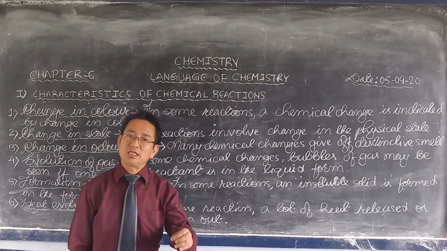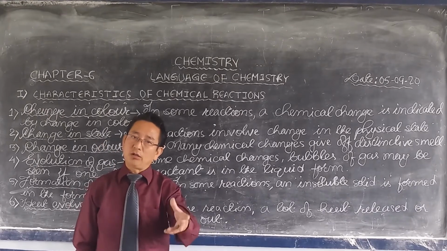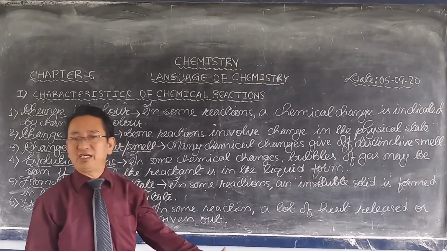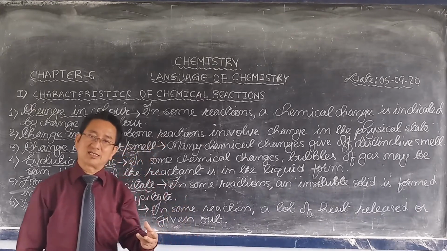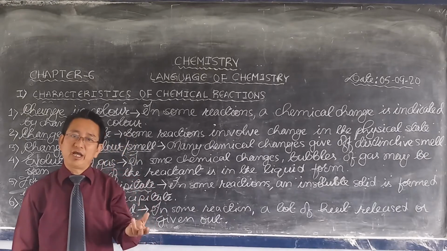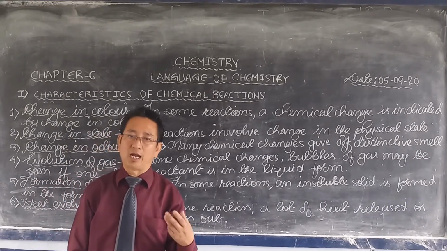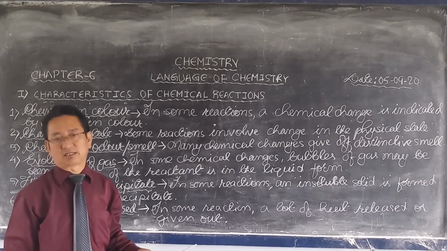When a candle is ignited, it burns with a yellow flame. A lot of heat and light is given out. The wax candle is converted or changed into carbon dioxide and water vapor, which are gases.